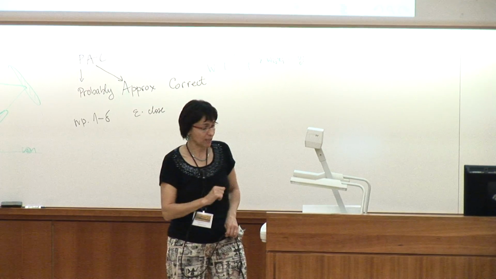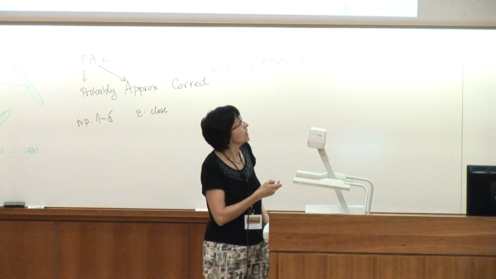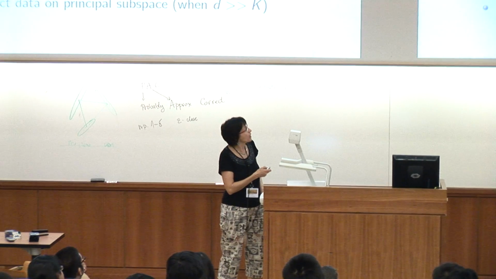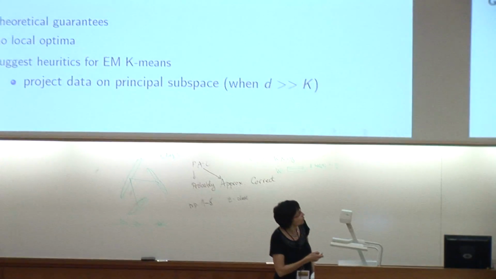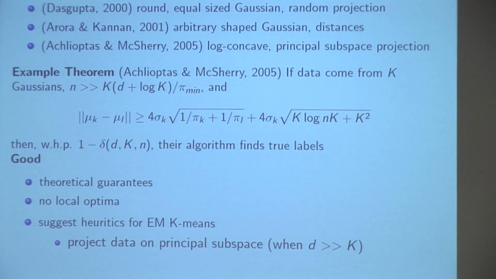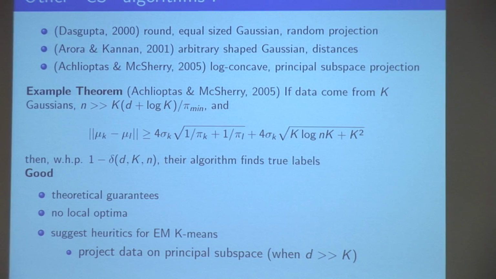Here's an example of what can be guaranteed. This is one of the best algorithms in this area. It says that the centers have to be 4 sigma times something that, if you go through it, has a k in it. So approximately 4k sigma. That's pretty far away if k is large.